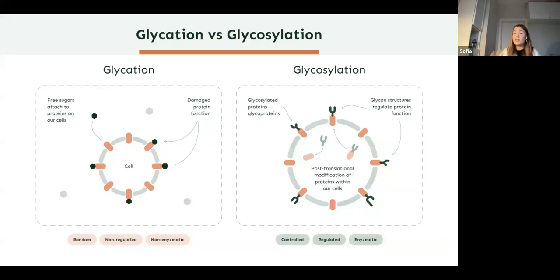On the other hand, we have glycosylation, and this is the process that we are measuring. This is a controlled, regulated enzymatic process. It is a post-translational modification, which means that it happens after the amino acid sequence of the protein has been determined, and then this protein gets enhanced even further with glycosylation, and also other post-translational modifications.